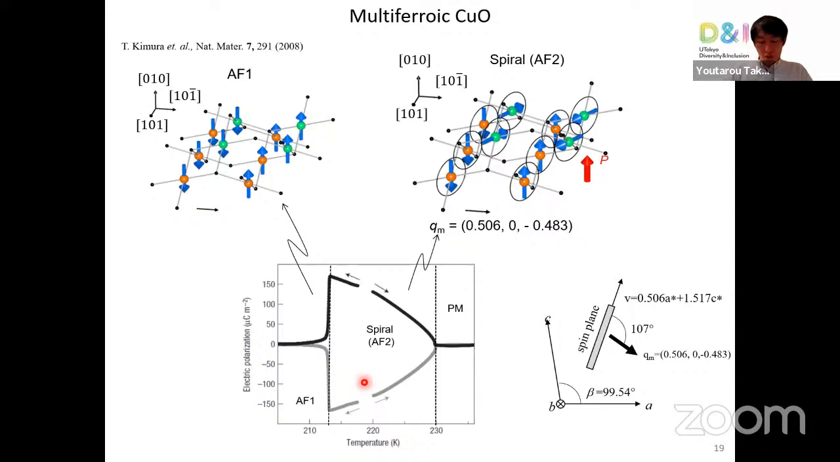So let me move on to the result. Okay, so we use the multiferroic cupric oxide. This material has a spin spiral phase in the intermediate temperature around 220 Kelvin. In this spin spiral phase, the spontaneous polarization is observed. And this spin spiral has a canted spin plane, so this structure should be chiral.